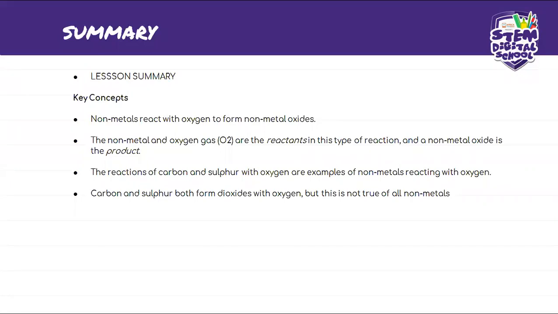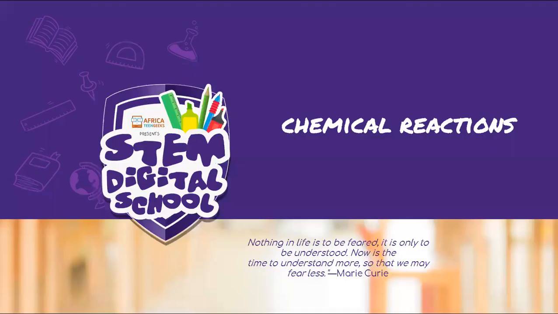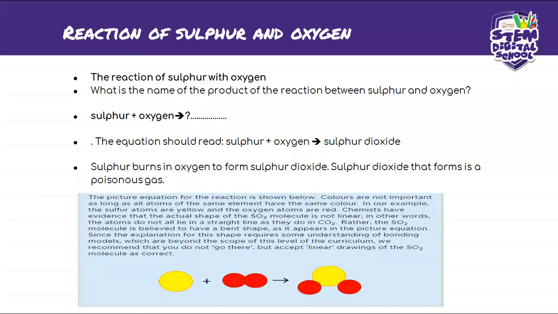So carbon reacts with oxygen to get carbon dioxide in excess oxygen. Then carbon can also react with what? Oxygen to give you carbon monoxide. So I'm explaining this last bullet that says carbon and sulfur both form dioxide with oxygen, but this is not true of all non-metals. Okay. Now, this is the slide.